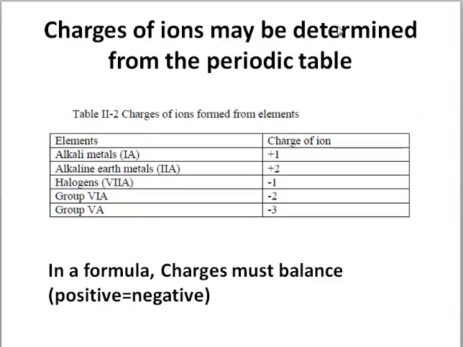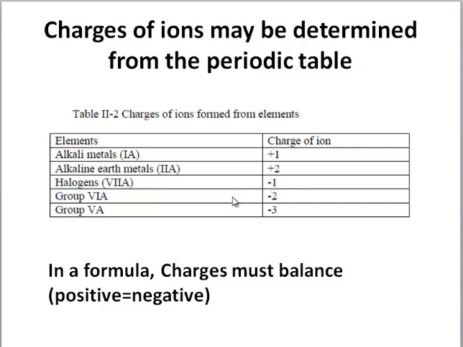Charges of ions may be determined from the periodic table. This is summarized in Table 2.2, which you will be responsible for knowing. Alkali metals, the first column on the left, all form ions with a +1 charge. Alkaline earth metals, second column on the left, all form charges of +2 when they are in ionic compounds. Halogen atoms have charges of -1 when they are in ionic compounds.